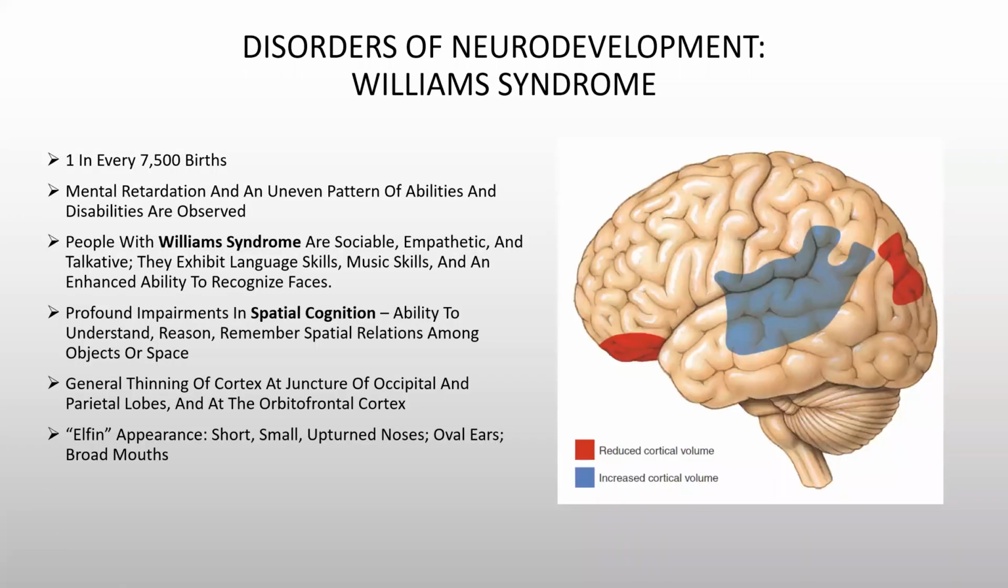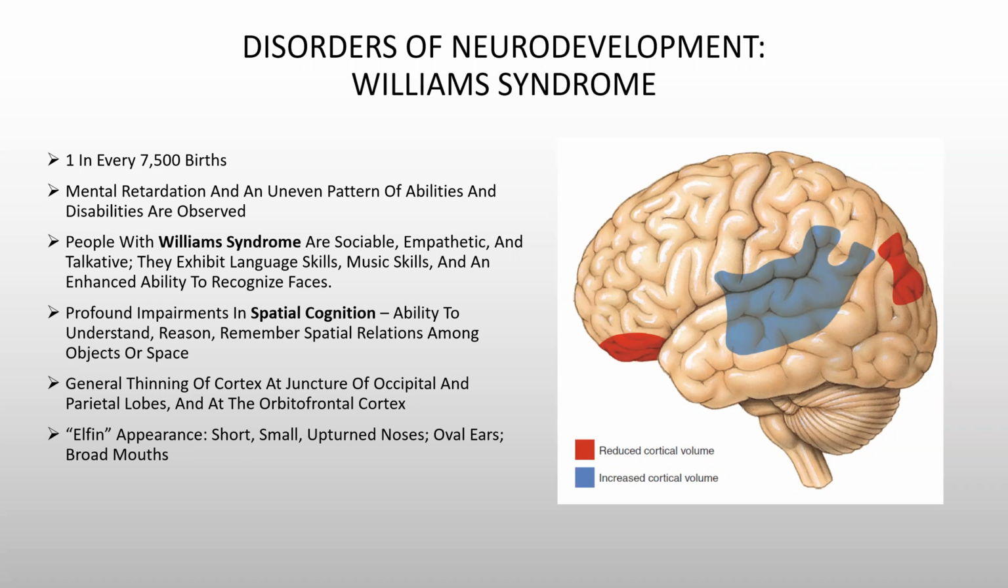Okay, and then the last neurodevelopmental disorder that we talk about is Williams syndrome. Okay, this occurs 1 in every 7,500 births. Mental retardation and an uneven pattern of abilities and disabilities are observed. People with Williams syndrome are sociable, empathetic, and talkative. They exhibit language skills, music skills, and an enhanced ability to recognize faces. However, profound impairments occur in spatial cognition, the ability to understand, reason, remember spatial relations among objects or space.